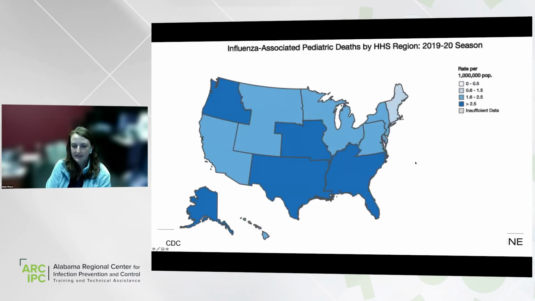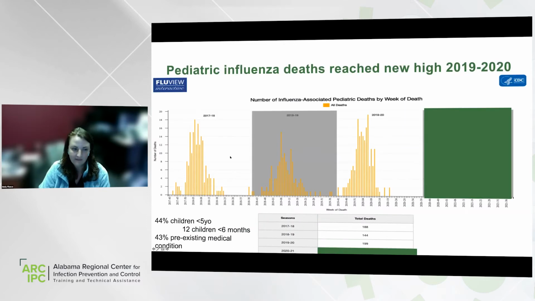So looking at numbers by region, you can see that we are down here in the dark blue, which is not where we want to be, with over 2.5 pediatric deaths per 1 million population. And I think that has to do with maybe vaccination rates and other things. And then this breaks it out by season.